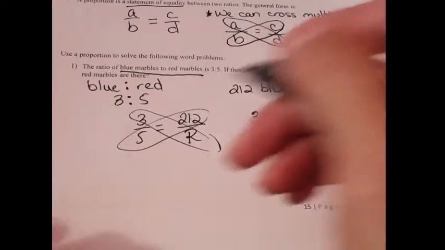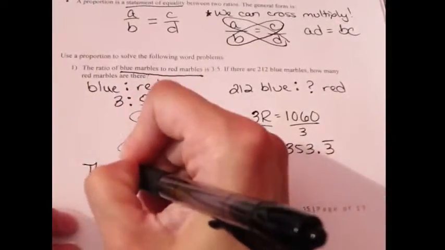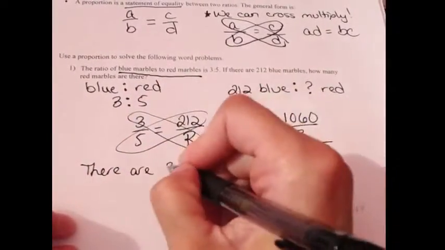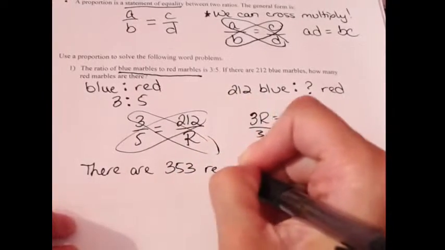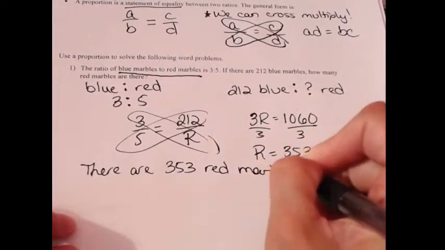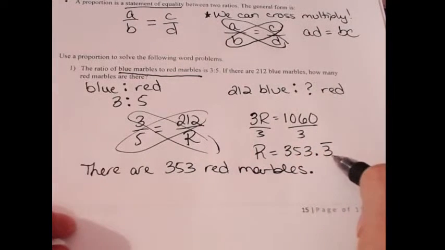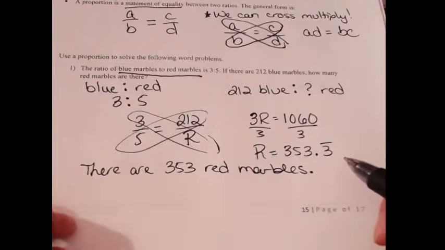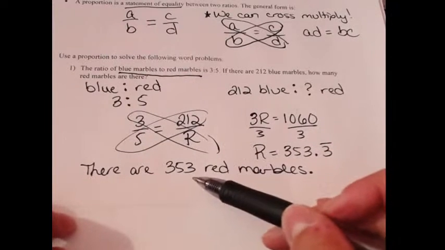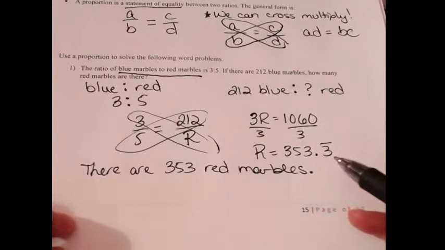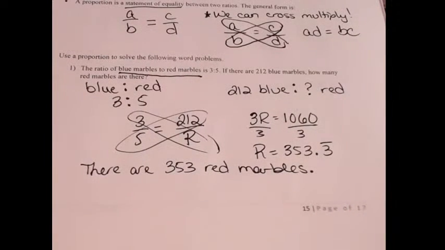So my answer would be, there are 353 red marbles. Again, even if that said 353.5 or 0.6 or 0.7 or 0.8 or 0.9, I still wouldn't round up to 354 because there weren't 354 red marbles. There were only 353. That point whatever basically refers to a broken marble.